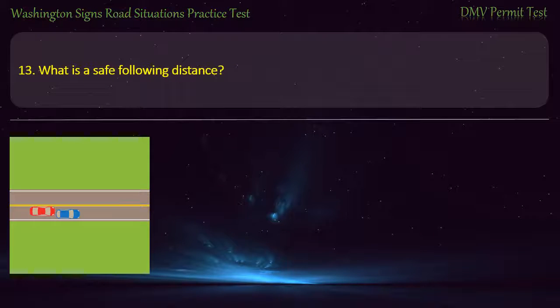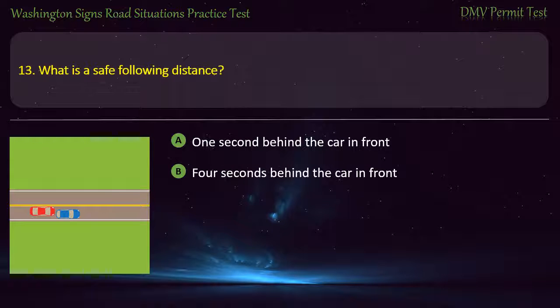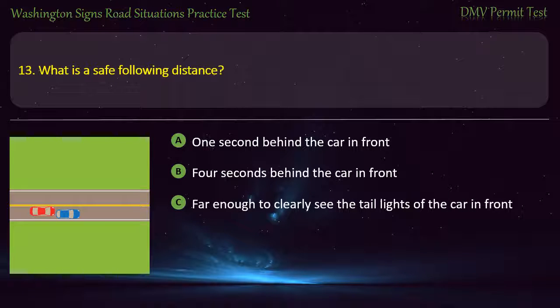Question 13. What is a safe following distance? 1 second behind the car in front. 4 seconds behind the car in front. Far enough to clearly see the tail lights of the car in front. 25 feet behind the car in front. Answer. 4 seconds behind the car in front.